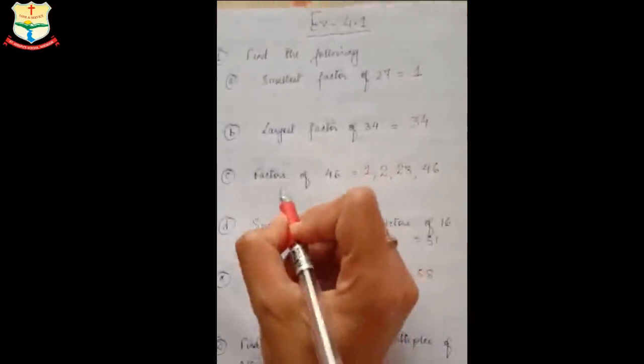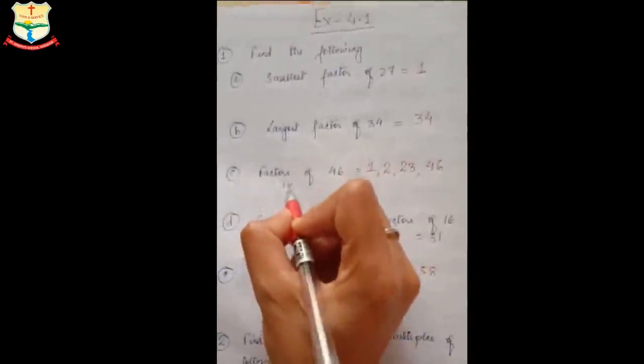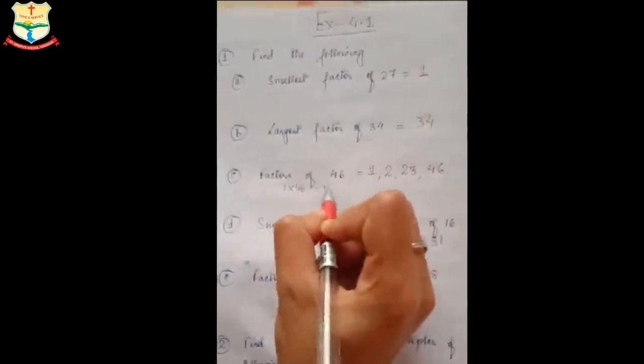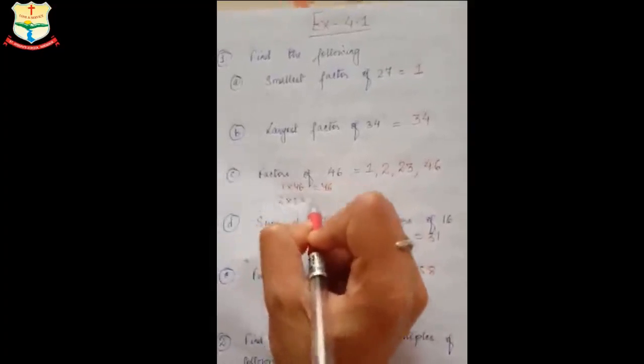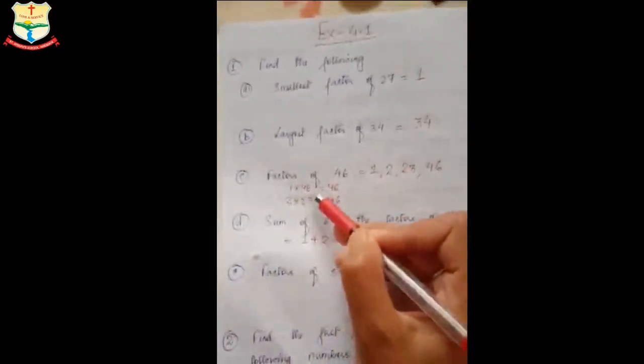Now you can do like this. First you do with 1. 1 into 46 is 46. Then 2 into 23 is 46. Now 1, 2, 23 and 46 are the factors of 46. Except these 4 numbers, other numbers cannot divide 46. So we have only 4 factors of 46.